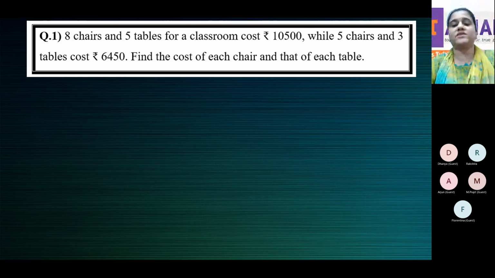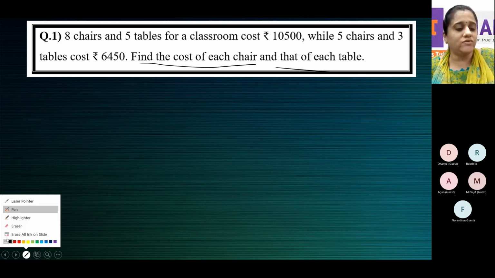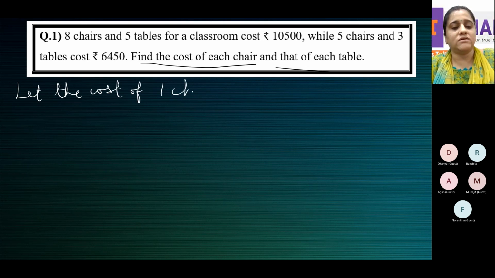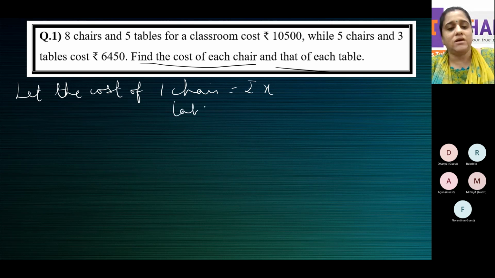All right. So, we normally assume whatever is to be found. What is to be found? We need to find the cost of one chair and one table, right? So you're going to say, let the cost of one chair be rupees X, and let the cost of one table be rupees Y. All right. Fine. Now look at the information given.